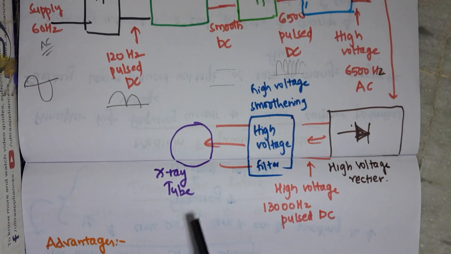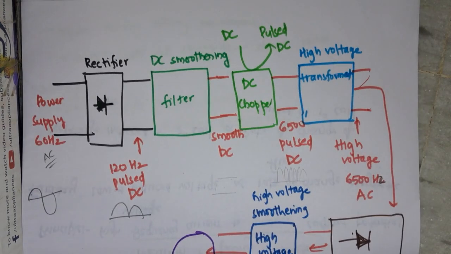Okay, so this is one important thing. The use of these medium frequency filters is that it supplies almost constant and nearly ripple free voltage. Then there is no special power supply or voltage required in this generator, and this generator is very small in size.